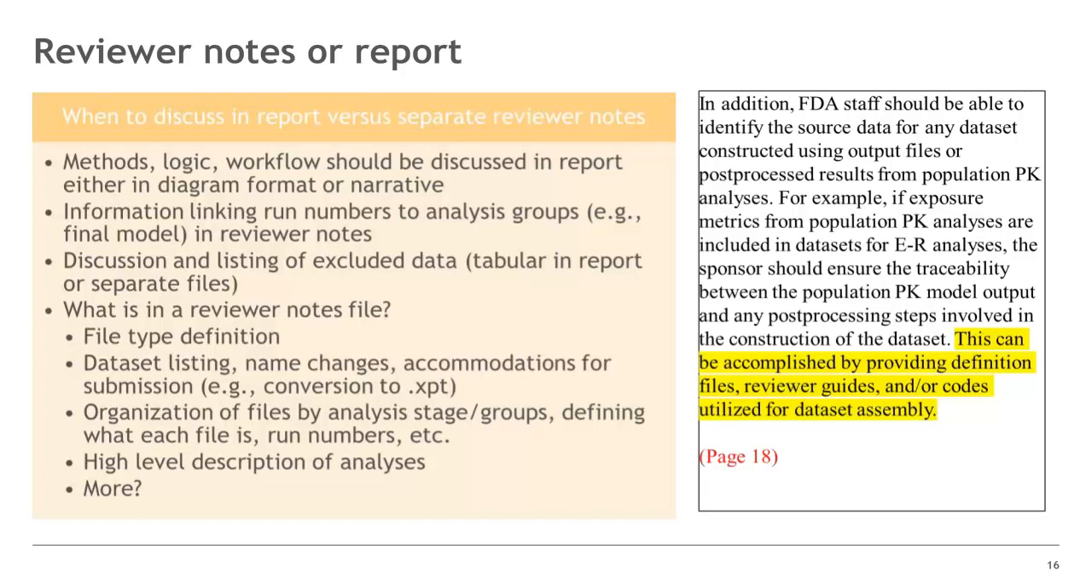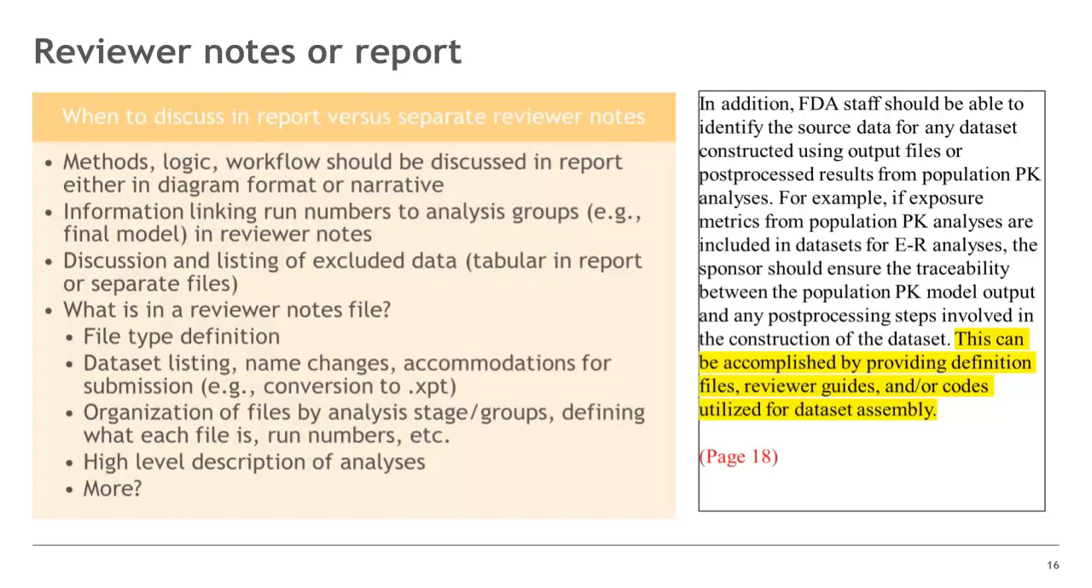So I kind of think that the methods, the logic, the workflow should be discussed in the report, either in a diagram format, as I mentioned before, or as a narrative. I don't know that it necessarily needs to be re-discussed in a notes to reviewer file, but that is a possibility of what could be in a notes to reviewer standalone file. Obviously, information linking row numbers to analysis groups or run numbers to analysis groups. So what is the final model? What is the base model that I'm submitting? What are the files that I'm submitting that cover your requirement for significant covariance? A discussion and listing of excluded data.